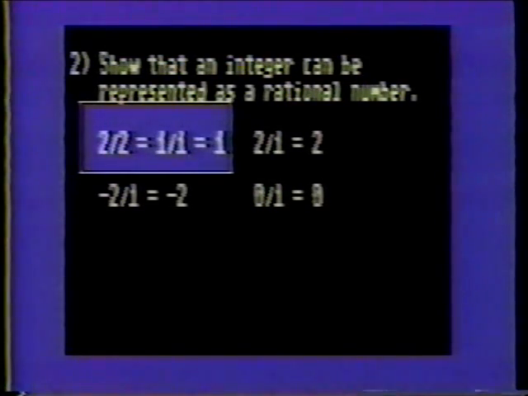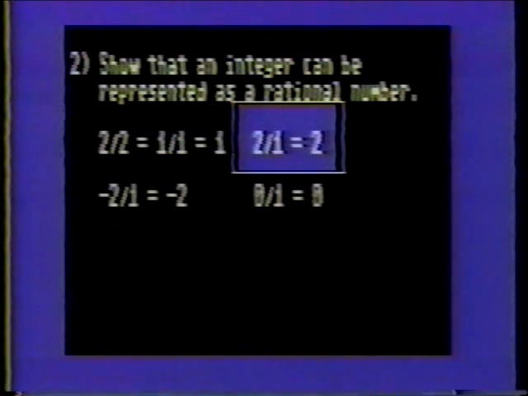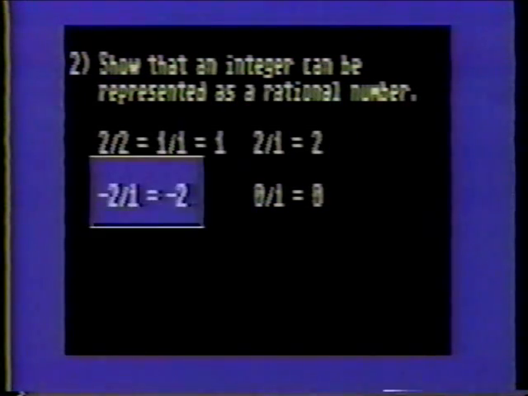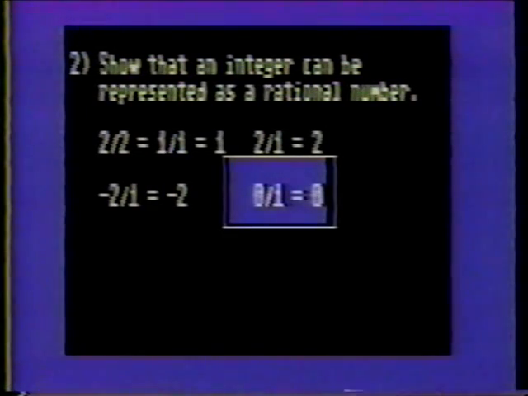2 divided by 2 is 1 divided by 1, which is 1. 2 divided by 1 is 2. Negative 2 divided by 1 is negative 2. 0 divided by 1 is 0.